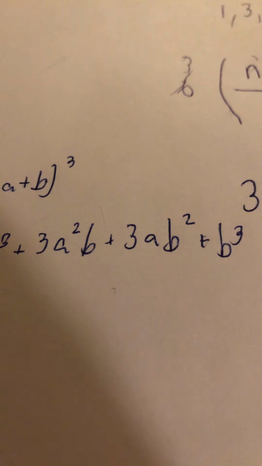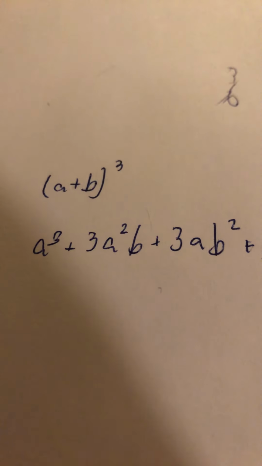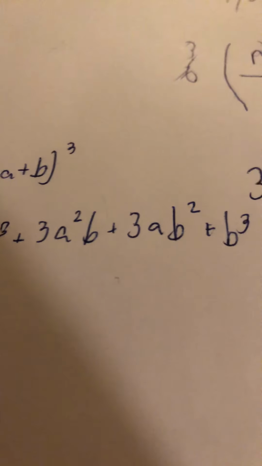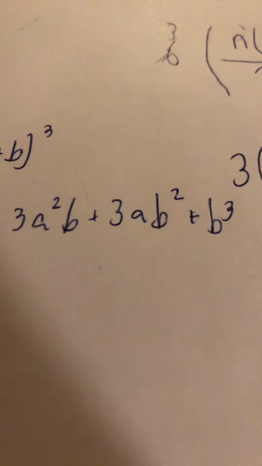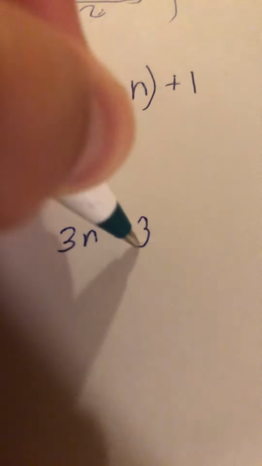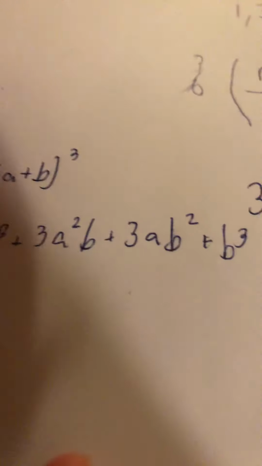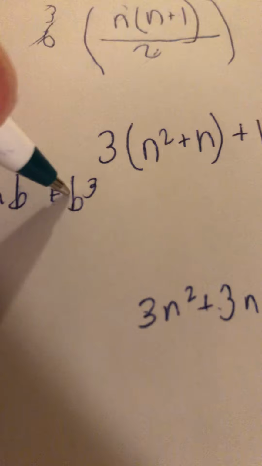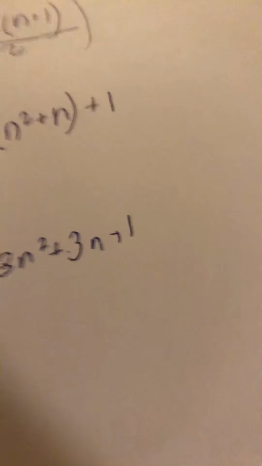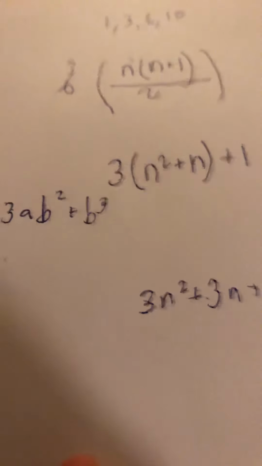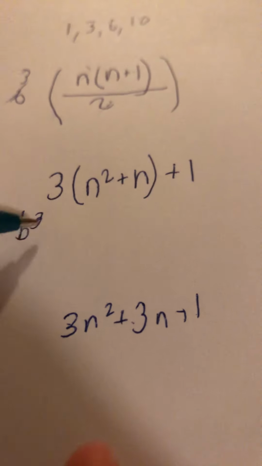I have videos on how to cube binomials. I think I did that quite a long time ago, but check that out, please. On my channel, you'll find it. And let's expand this out. 3n squared plus 3n plus 1. 3, 3, 3, 3. No coefficient, so 1 and 1. The only thing we're missing is this a cubed term. And, of course, b is functioning as 1 here, because b cubed is 1.